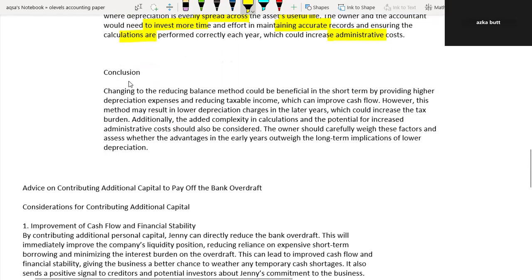So now let's conclude the answer. So changing to reducing balance method could be beneficial in the short term by providing higher depreciation expenses and reducing taxable income, which can improve cash flow. However, this method may result in lower depreciation charges in the later years, which could increase the tax burden. Additionally, the added complexity in calculations and potential for increased administrative costs should also be considered. So owner should carefully weigh these factors and assess whether the advantages in early years outweigh the long-term implication of the lower depreciation.